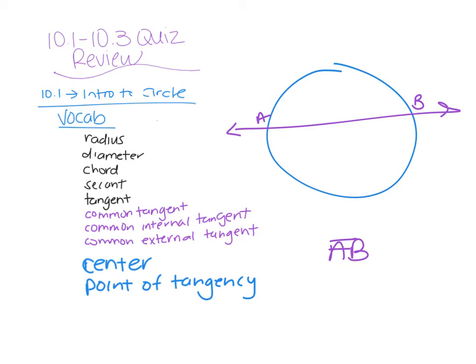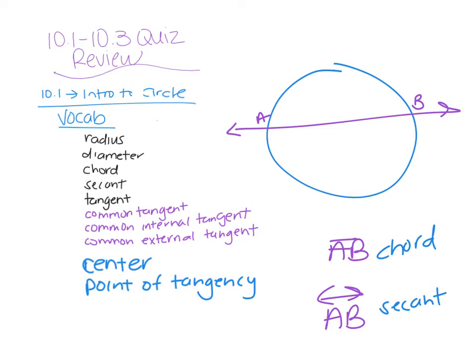It's a what? It's a chord. So what's the difference between segment AB and line AB? So segment is the chord, and the line is a secant. Okay, so this would be a chord, right? Chord has endpoints on the circle, and this would be a secant.